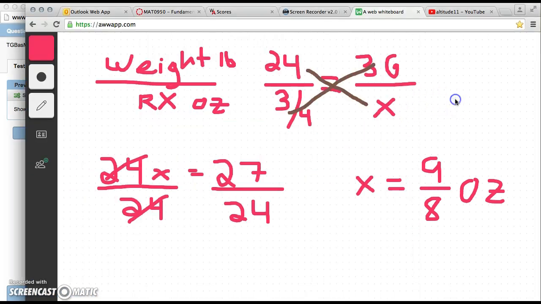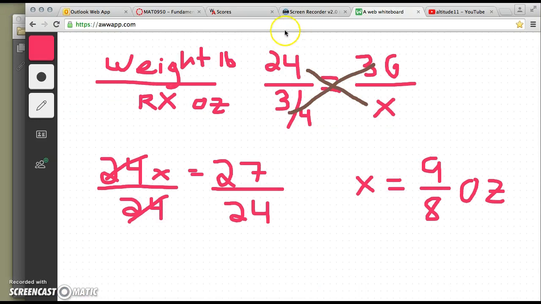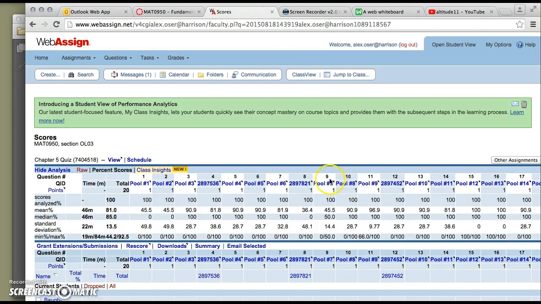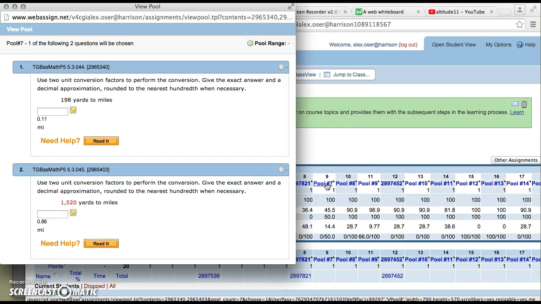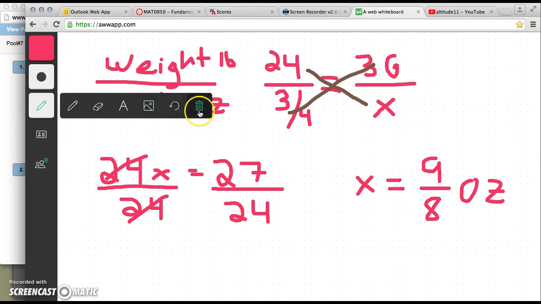And we got 2 minutes. One more problem was problem number 9. Let's see if we can't get through that. Looks like it's going to be a two-parter. We might just be able to do one part. All right, so it says use 2 unit conversion factors to perform the conversion. Give the exact answer and a decimal approximation rounded to the nearest hundredth when necessary. 198 yards to miles. Okay, so let's hopefully get this set up here.